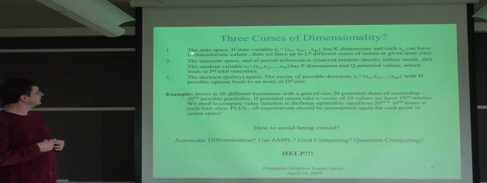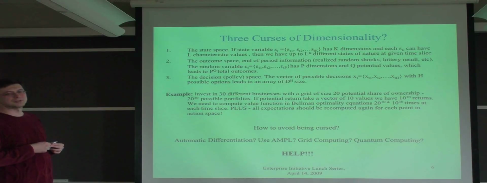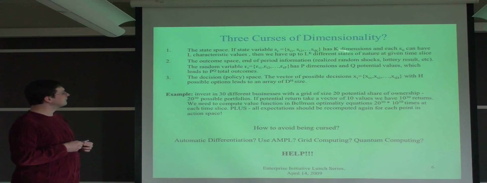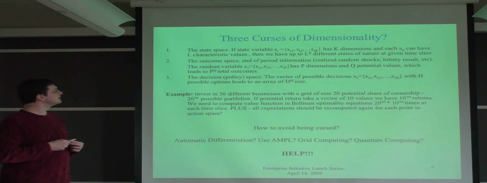And let's imagine. Most people have just one dimension, so they are limiting their models to one dimension. But if you have more than one dimension, you immediately get L to the power k states of nature at each particular moment.